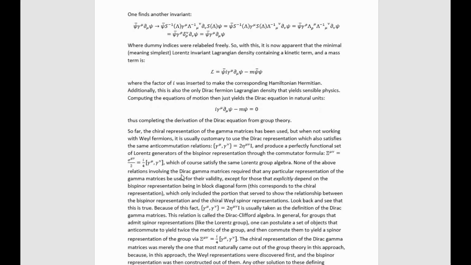None of the above relations involving the Dirac gamma matrices required that any particular representation of the gamma matrices be used for their validity, except for those that explicitly depended on the bispinor representation being in block diagonal form. This corresponds to the chiral representation, which only included the portion that served to show the relationship between the bispinor representation and the chiral Weyl spinor representation. Look back at the math that we've covered and see that this is true. Because of this fact, this anti-commutation relation is usually taken as the definition of the Dirac gamma matrices. This relation is called the Dirac-Clifford algebra.